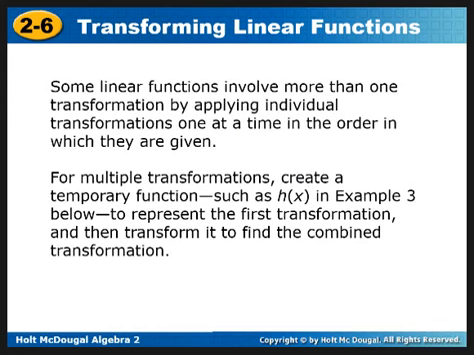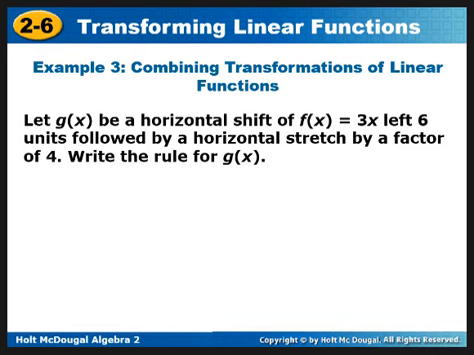Now the last thing we're going to talk about is what happens when you have more than one thing being applied to transform a function. Sometimes you'll have a vertical or horizontal compression matched with some type of translation, moving it left and right or up and down. So in this case, we're given our original function, and we want to shift it 6 to the left, and then stretch it horizontally by a factor of 4.